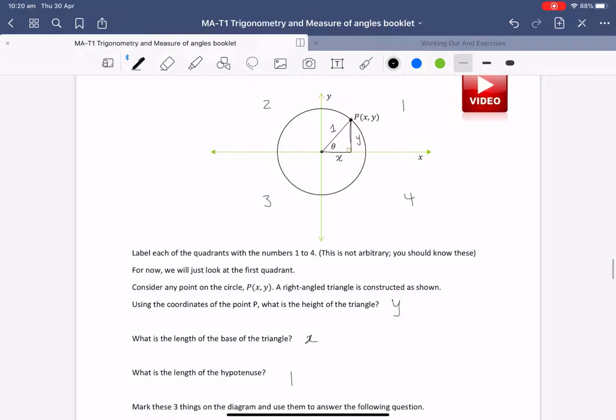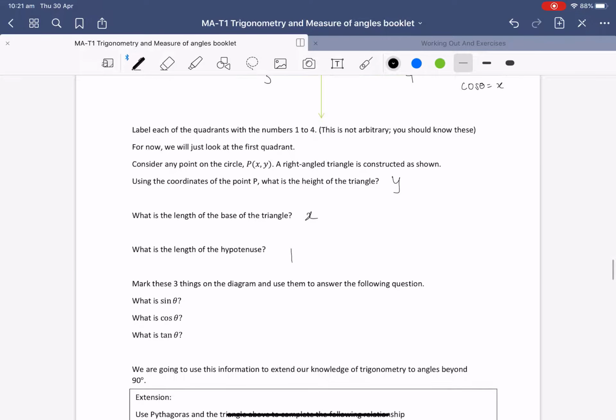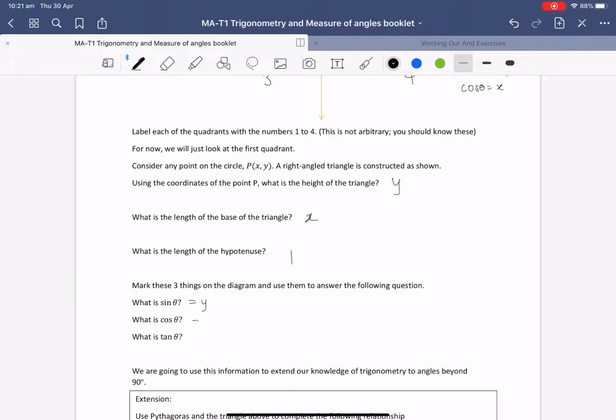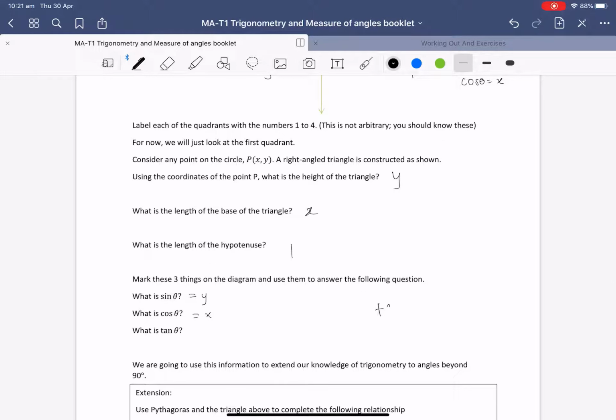So what's sine theta? Okay, so sine theta, again, this is done in the previous video, so I'm just going to race through it, is opposite over hypotenuse, so it'll be y over 1. So sine theta is just y. And then cos theta will be adjacent over hypotenuse, so x over 1, which will just be x. So sine theta is y, cos theta is x, and tan theta, you should remember that tan theta is sine theta over cos theta. So it's going to be y over x.